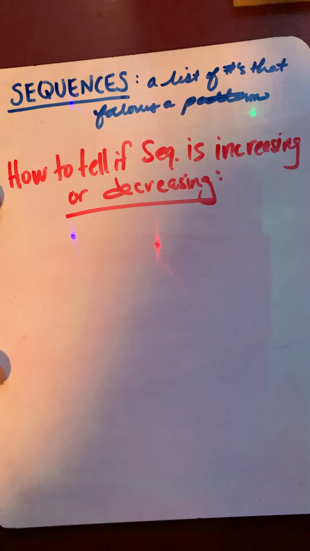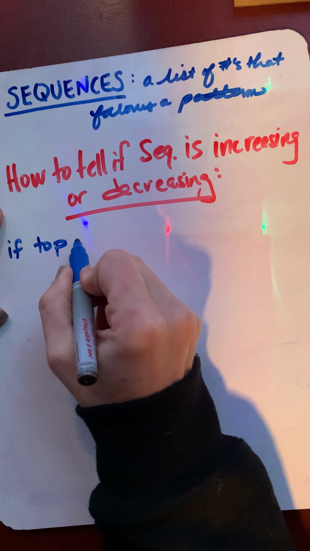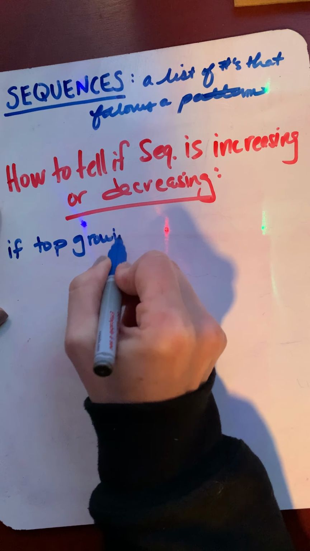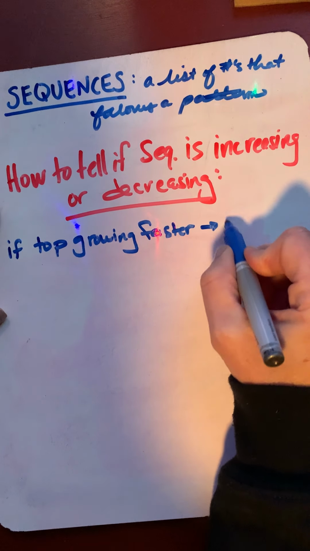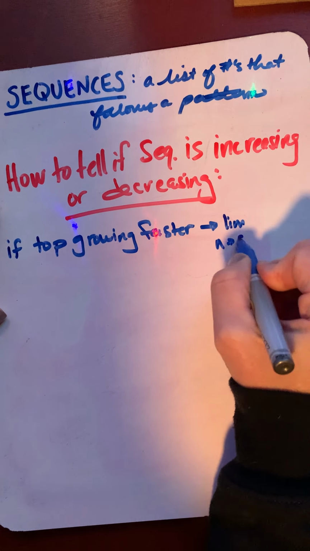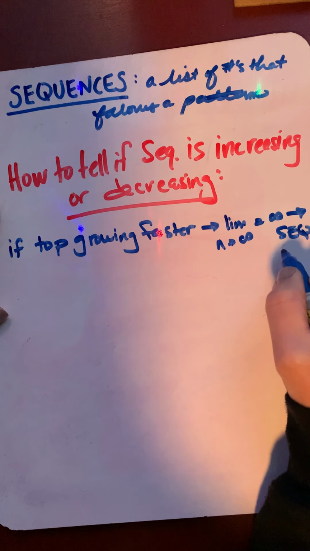So do we need to write that down? I wish you could answer me, but I'll write it down. If top is growing faster, the limit as n approaches infinity will be infinite and the sequence will diverge.